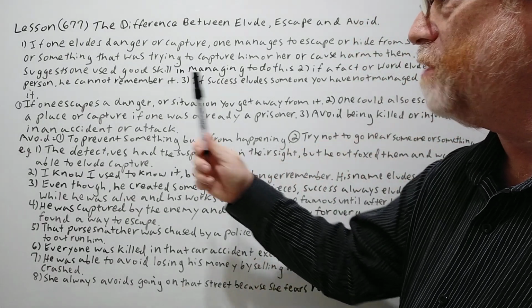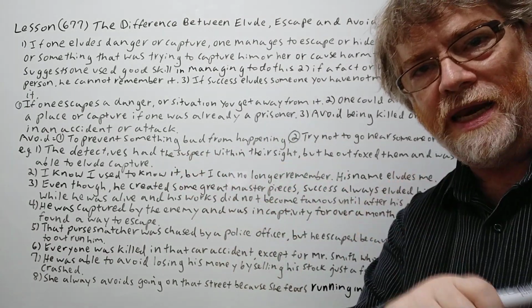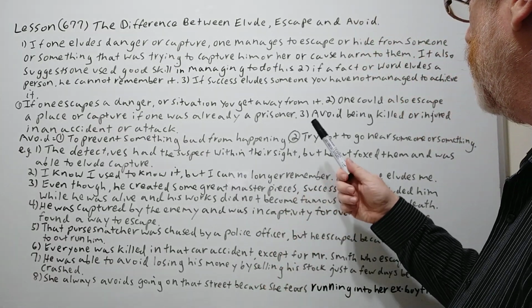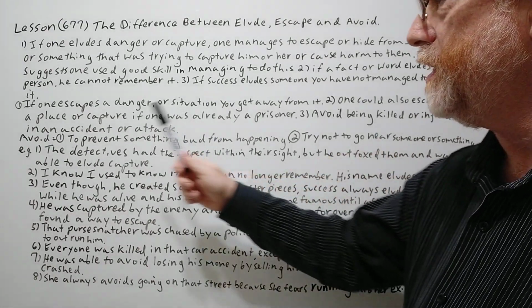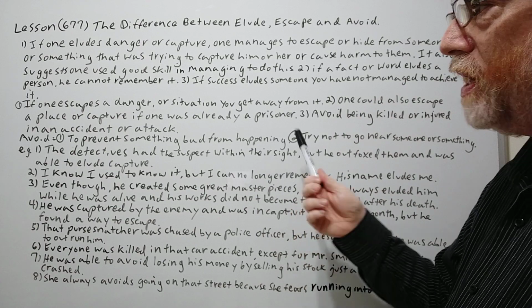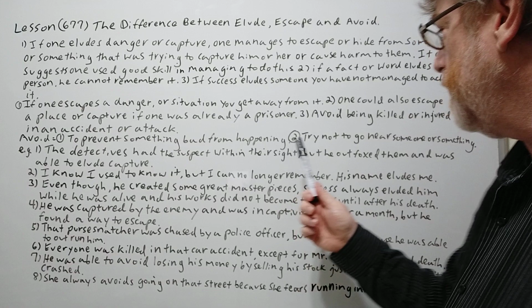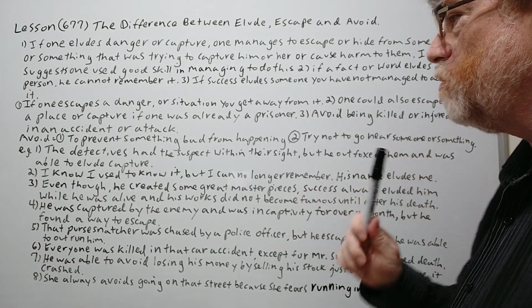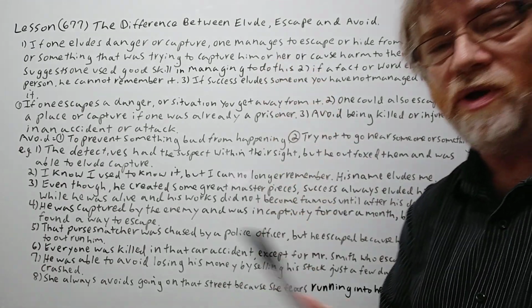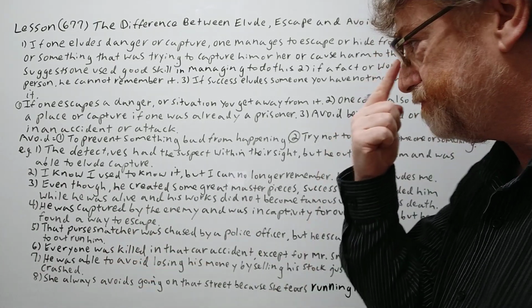One could also escape a place or capture if one was already a prisoner. So if you're already a prisoner and you get away, then we're probably more likely to use escape. And three, avoid being killed or injured in an accident or attack. Okay, and let's just look at avoid, which is much more general. To prevent something bad from happening, or try not to go near someone or something. So again, every time you elude and you escape, you probably also try to avoid something bad from happening. So there is a little bit of crossover here.